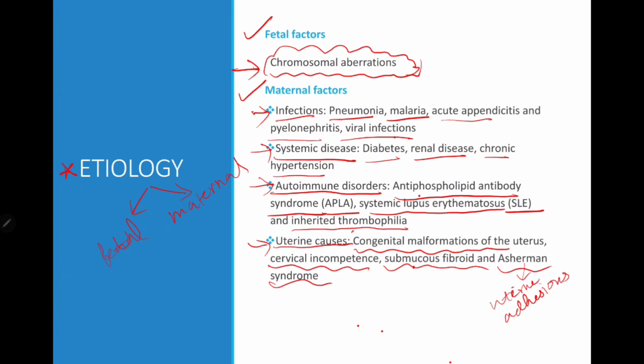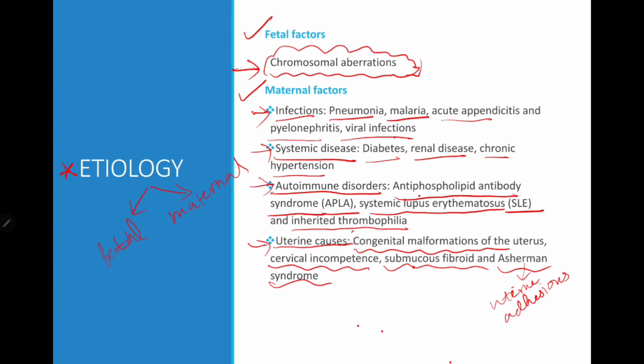So again, I'm going to revise the causes for you. In etiology, you have fetal factors, mainly chromosomal aberrations. In maternal factors, we have infections, systemic disease, autoimmune disorders and uterine causes. Infections: viral infection, pneumonia, malaria, acute appendicitis and pyelonephritis. Systemic disease: diabetes, renal disease, chronic hypertension. Autoimmune disorders: APLA, antiphospholipid syndrome, SLE and inherited thrombophilia. Uterine causes: congenital malformation of the uterus, cervical incompetence, submucous fibroid as well as Asherman syndrome.